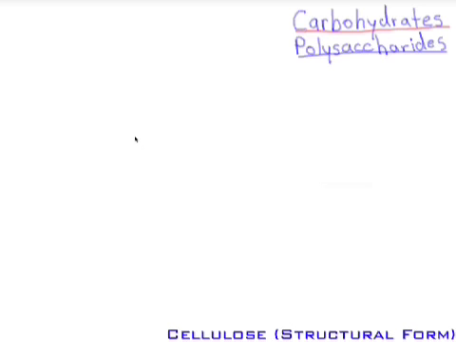The first polysaccharide we're going to examine is a structural form, sometimes also called an architectural form. And the first one we're going to look at is cellulose.